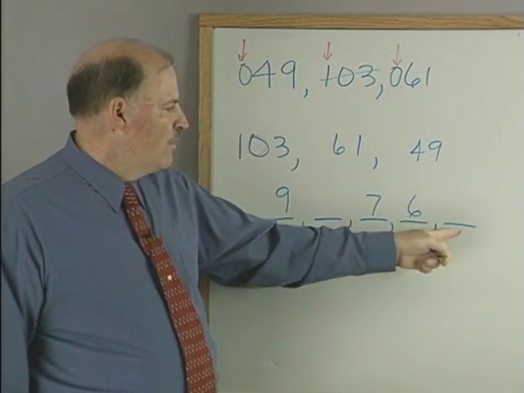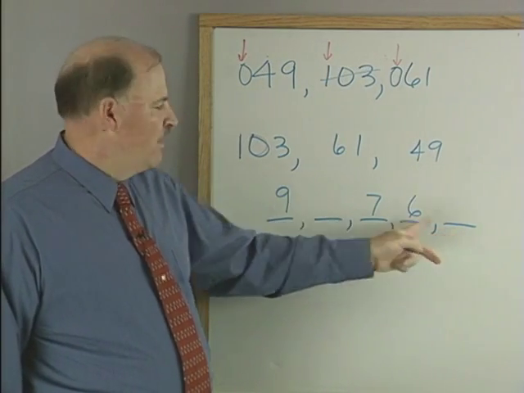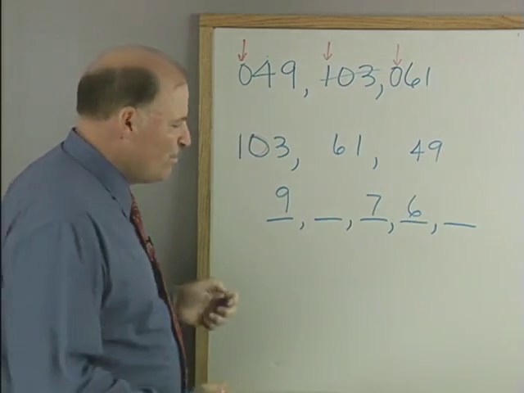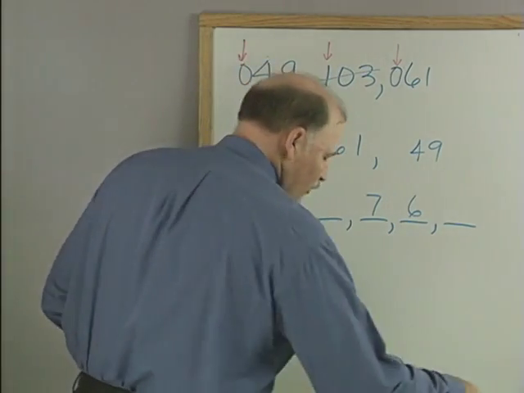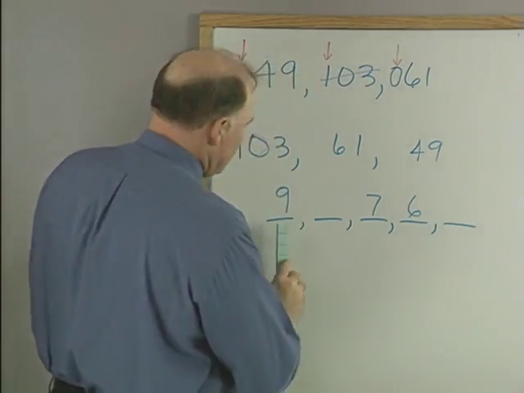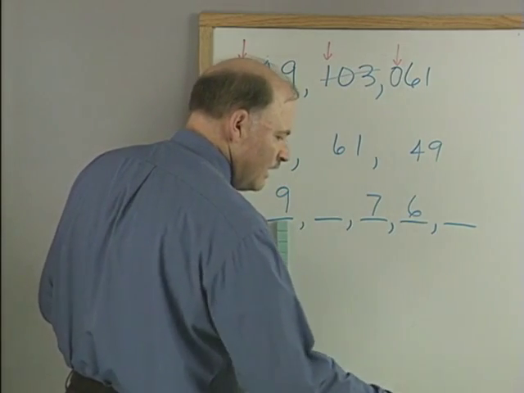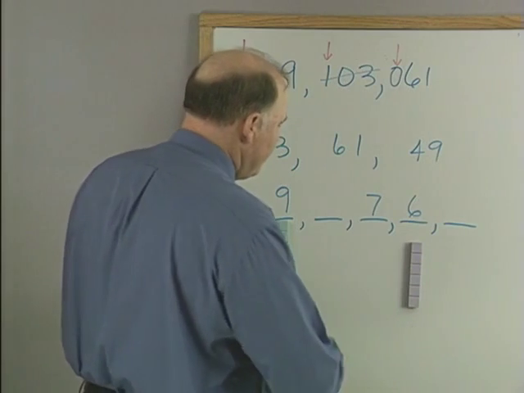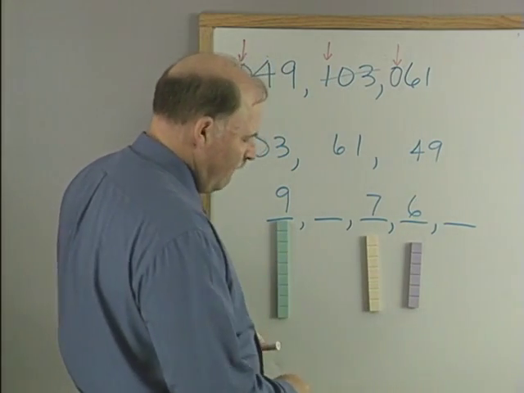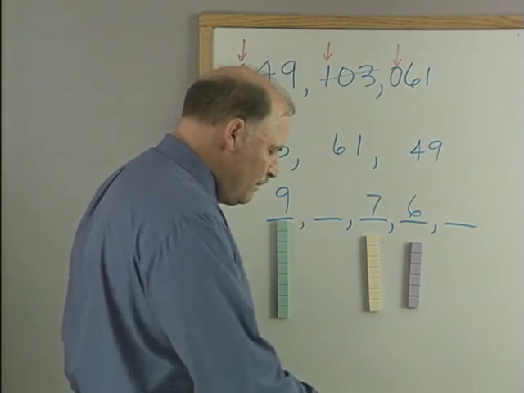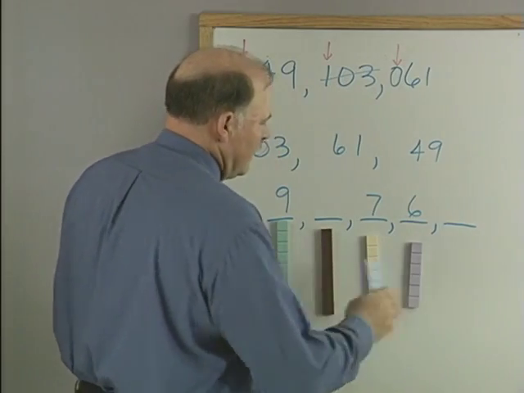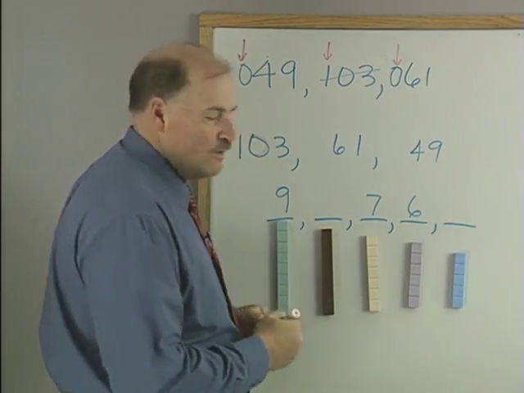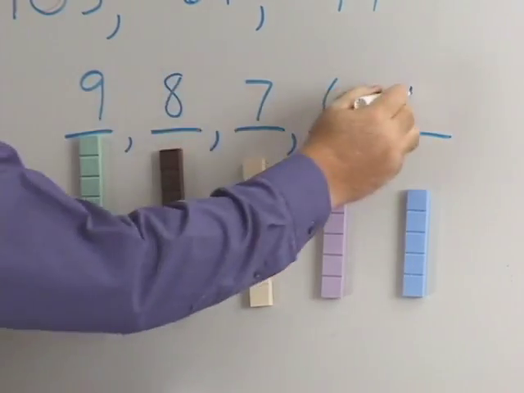So what do you think would go here? 5. What do you think would go here? 8. Ooh, pretty good. And if you wanted to, again, you could use your blocks. You could put a 9. You could put a 6. You can put a 7. What you guys just told me was we should put an 8 here and a 5 here. And that looks pretty good to me, too. So that's 8 and that's 5.